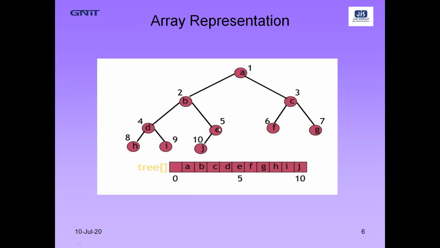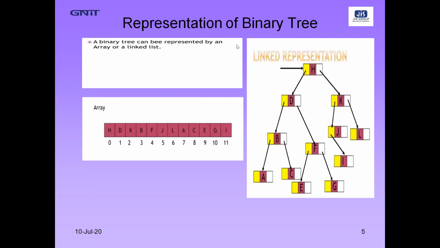But if we consider node e, here tree of 2 star k, that is tree of 2 star 5, because e's position is k equal to 5, which is tree of 10, is not null because one element, j, is present. So e is not a leaf node. In this way, we have to identify which nodes are leaf nodes and which nodes are intermediate nodes. Now let me quickly go to the previous slide.